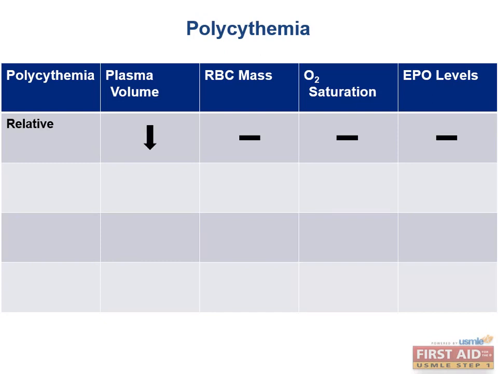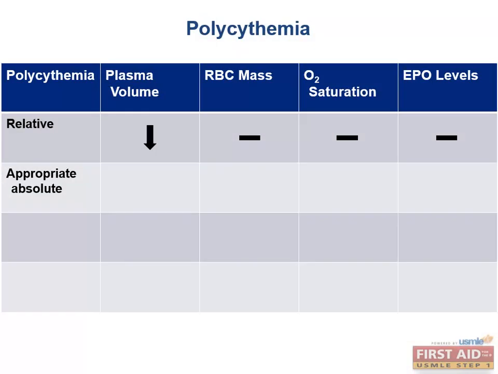Here, we see a decrease in our plasma volume, with everything else remaining stable. Can you predict the labs in an appropriate absolute polycythemia? Well, AAP occurs in states where the body senses low oxygen levels and upregulates the expression of erythropoietin, leading to an increase in the red blood cell counts.